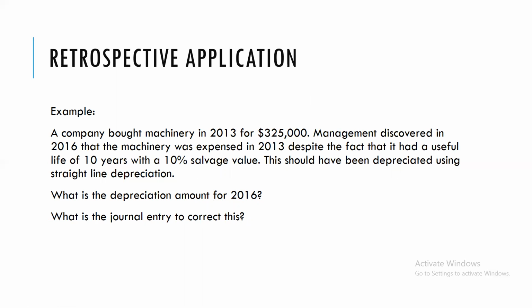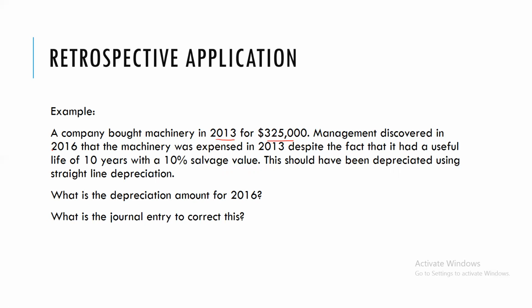So for the rest of this chapter, the best way to learn is just to look at the examples. There isn't too much technical. Working through the examples is the best way to learn this chapter. Okay? So a company bought machinery in 2013 for $325.